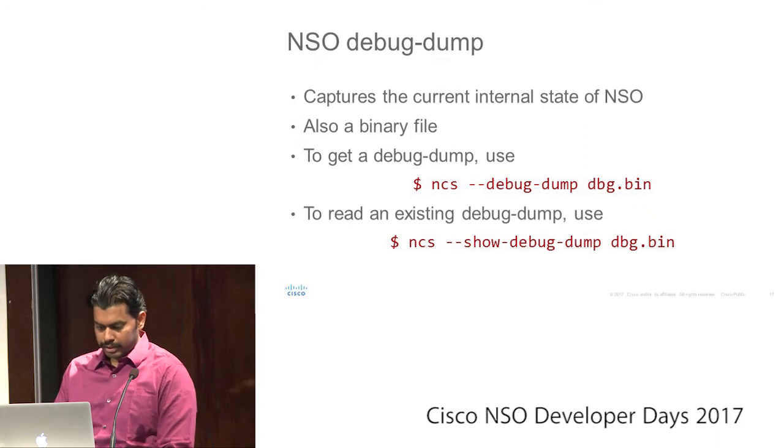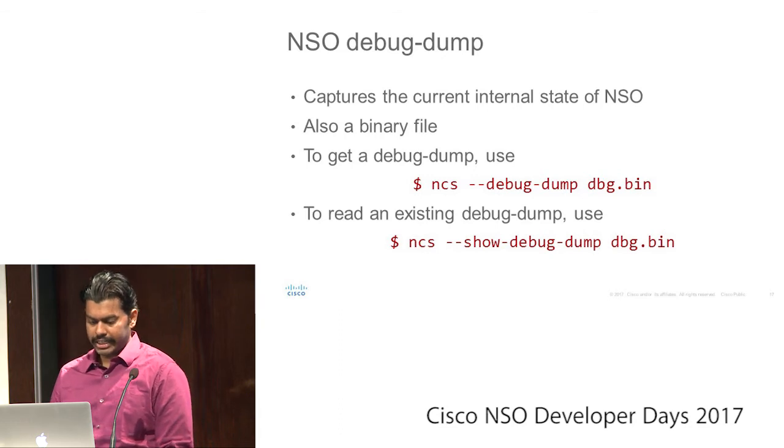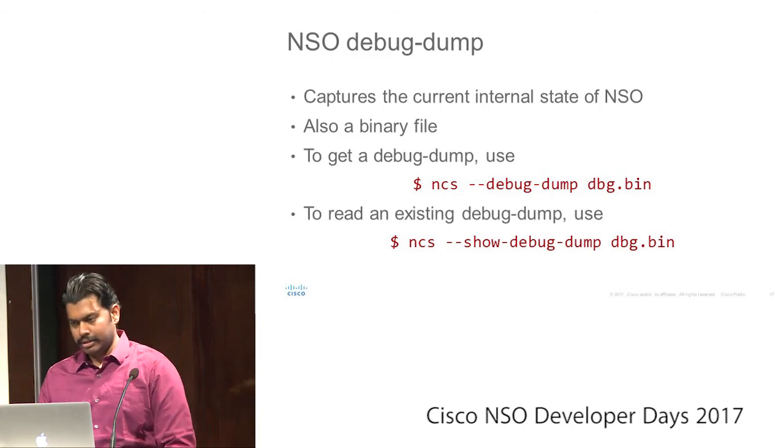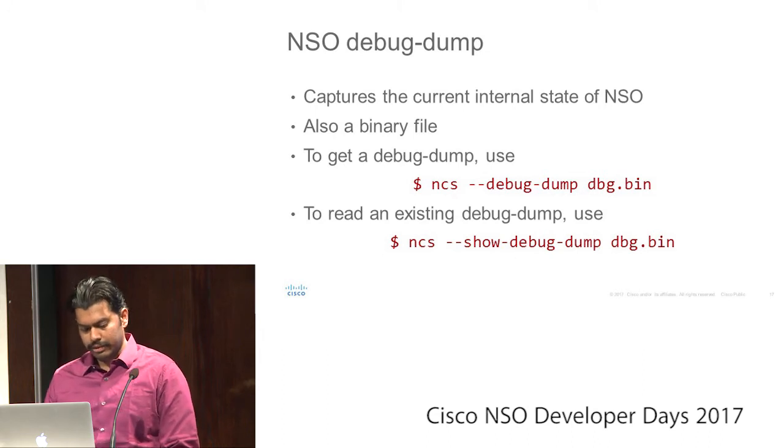And then we have Debug Dump. The Debug Dump captures the internal state of NSO. The actual contents of Debug Dump might not be very useful to people who are not very familiar with the internals of NSO, but the Debug Dump also contains very important information about the current state of the host machine, like the top output, the amount of free memory, the open sessions, netstat output, and so on.